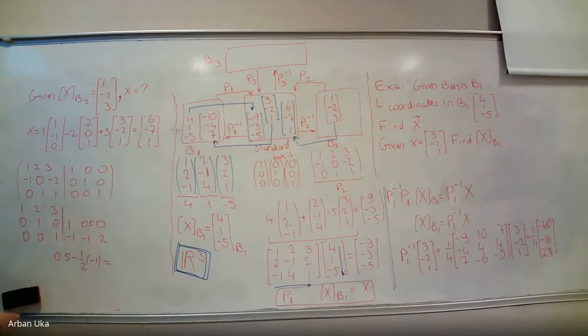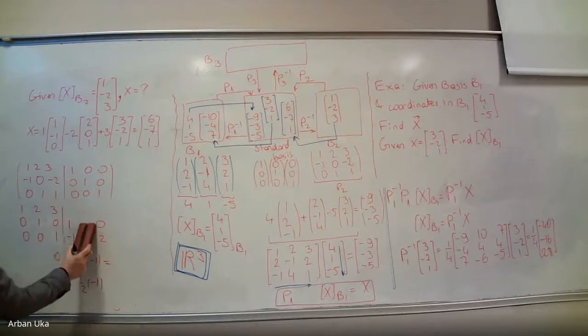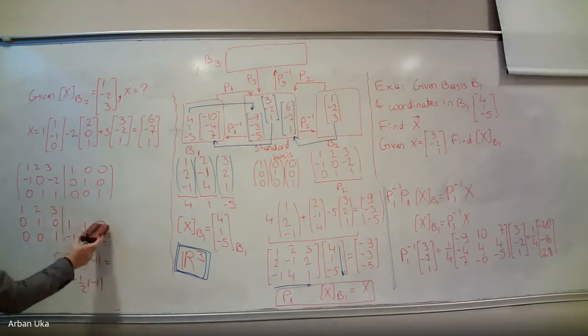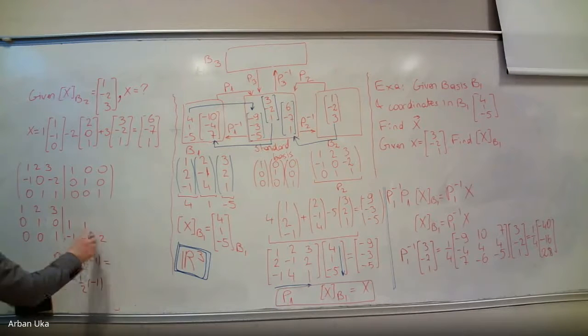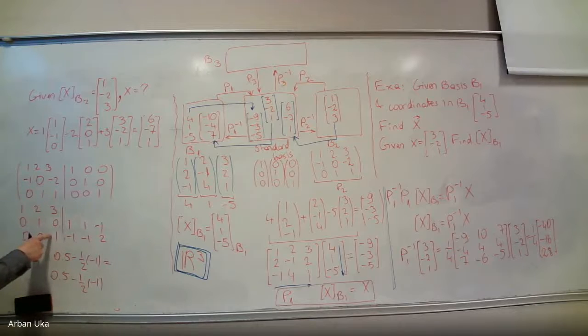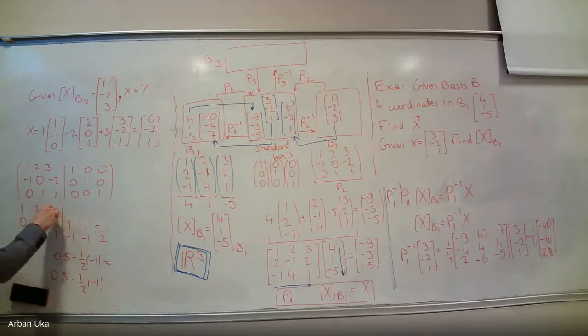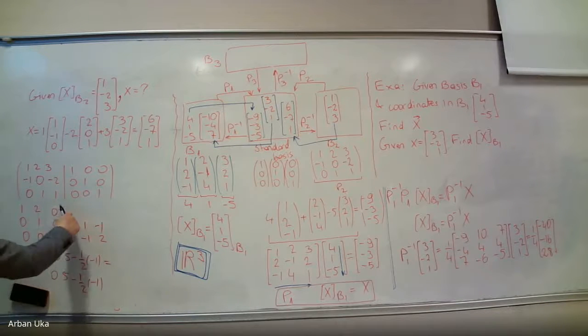Because it's easy to get confused. I think this is also 1. 0.5 minus 1 over 2 times minus 1 plus 1 over 2. This is also 1. This is also 1. This is minus 1 then, right? This is minus 1. Then we have to subtract 3 times the third row. So this is 3 minus 3, 0. 3 minus 3, 0.